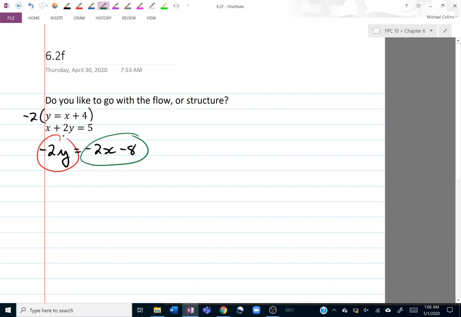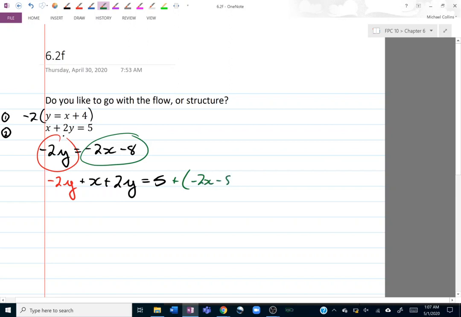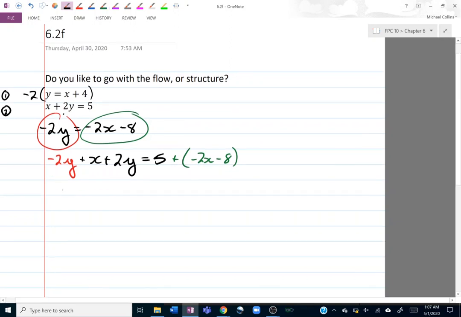I'm going to take equation 1 and add it to equation 2. So I end up with my negative 2y plus x plus 2y is equal to 5 plus negative 2x minus 8. So on my left-hand side, I've got this positive 2y and this negative 2y, which is exactly why I multiplied it by negative 2. It's the whole point of the exercise.